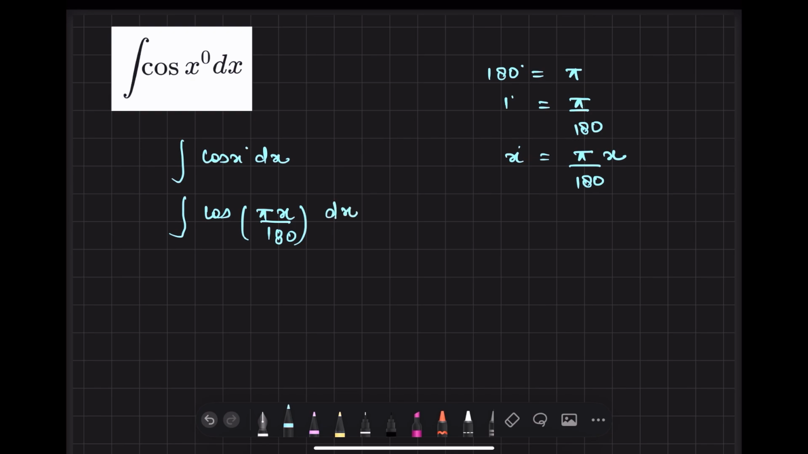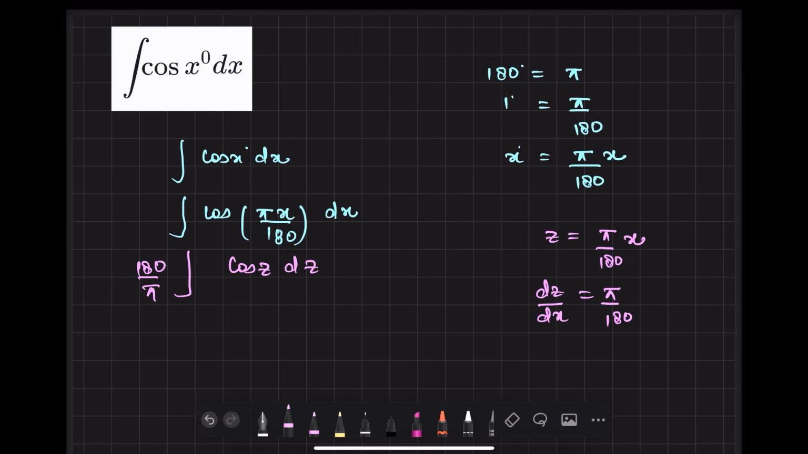Okay, dx. Now you know that this thing appears to be ugly, so we will take that thing as z. So z is pi by 180 x. Now do the differentiation both sides. So it is dz by dx, and now we will have only pi by 180. Okay. Now can I write this thing as 180 by pi cos z dz? Just tell me.